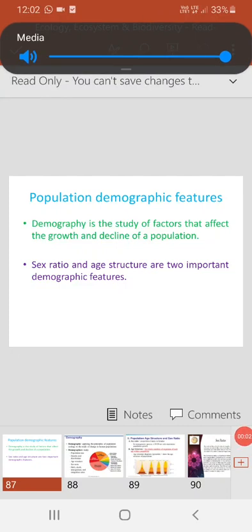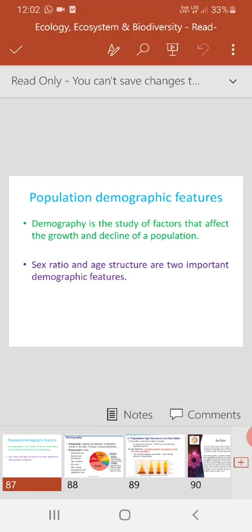Welcome, students. In our last class of ecology, we actually started population ecology, and we studied some of the important terminologies, like what is population density, and what are the factors like mortality, natality, and population dispersion pattern. The important feature of population study is to study the population demographic features. Demography is the study of factors that affect the growth and decline of a population.